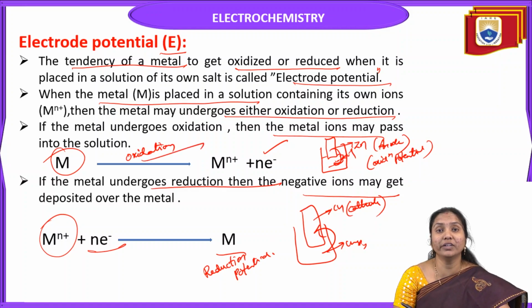The potential difference between oxidation and reduction potentials is called the cell EMF, electromotive force. Electrode potential means the natural tendency of a metal to get oxidized or reduced when it is dipped in its own salt solution. The potential difference between the two potentials, oxidation potential and reduction potential, is called cell EMF.